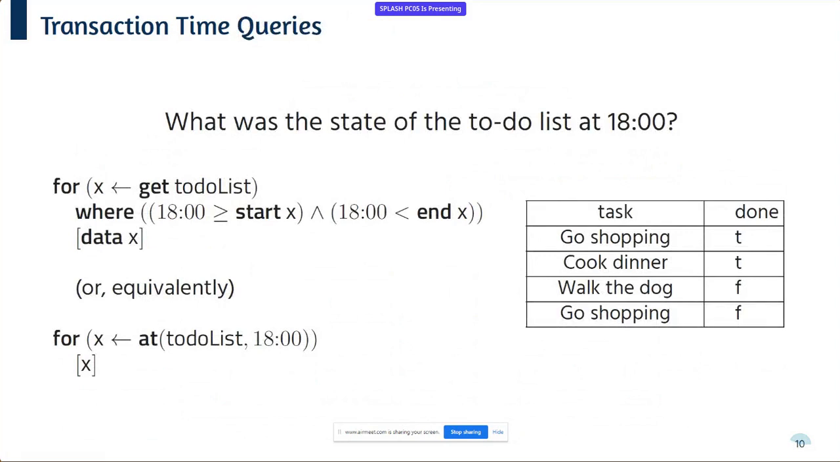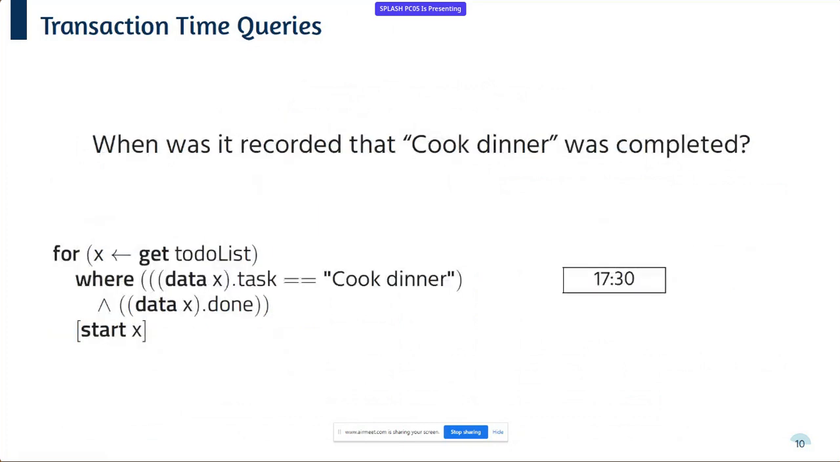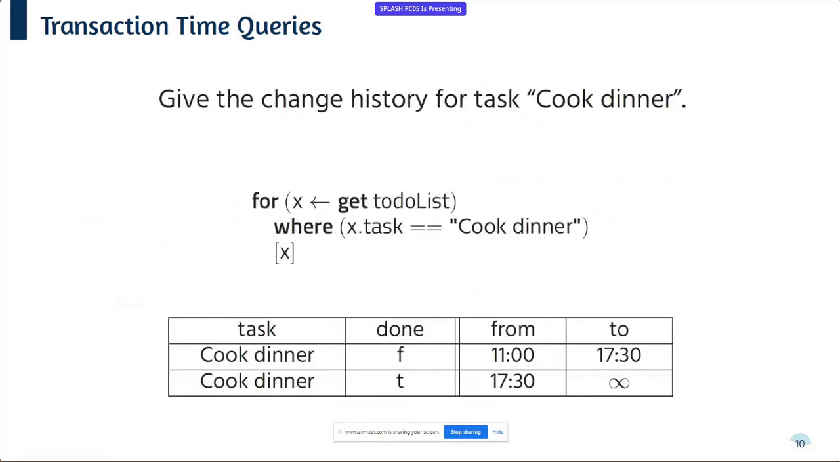And then what we can do is time slicing. So we can check what the state of the database is at a given point in time. We can do that manually by specifying the ranges. Or since we've got this nice pluggable language integrated query, we can just do a very simple for comprehension there using this at function, which just gets us the state of the table at 1800. We can also do interesting sequence queries here, such as when was it recorded that cooked dinner was completed, or give the change history for cooked dinner, for example. So have a look at how this has varied over time.